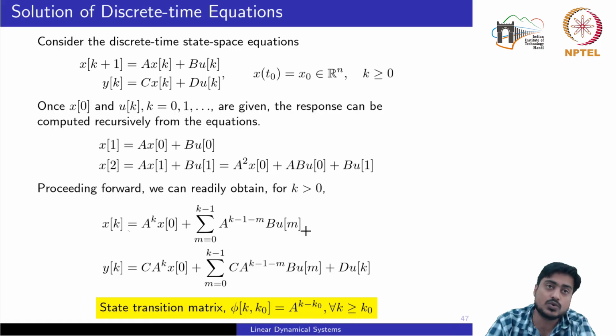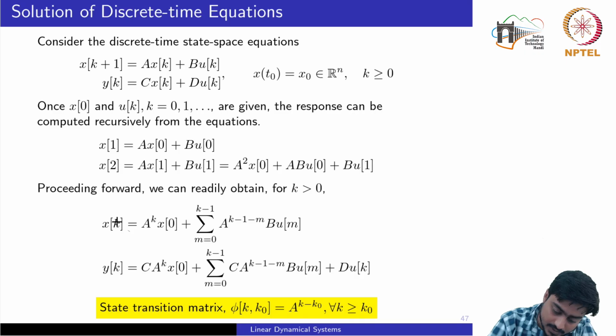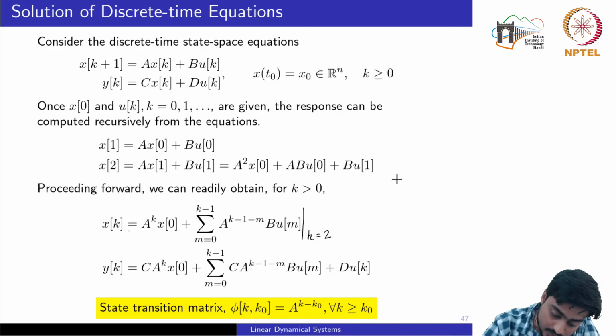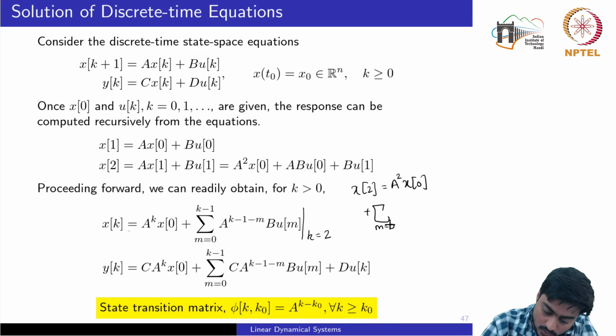Say, for example, for better visualization, if I put k is equal to 2, because we already have the solution for k is equal to 2. So we would have x of 2 is equal to A squared x of 0, and this part would be the summation m equals 0 to k minus 1, A to the power k minus 1 minus m, B u of m.